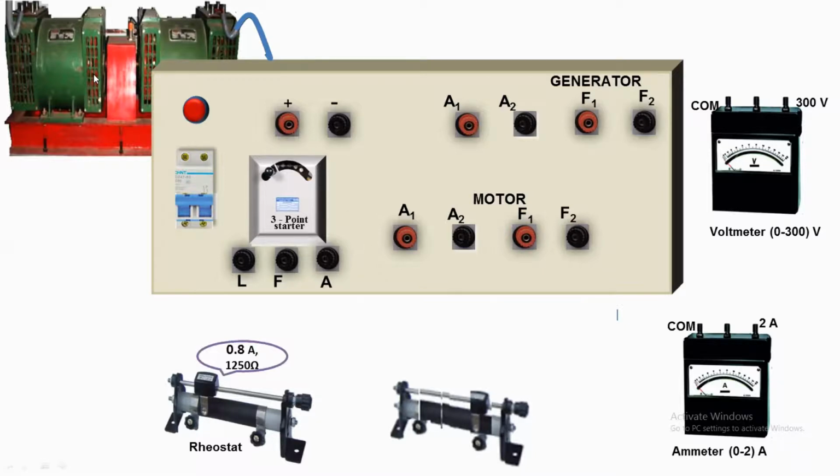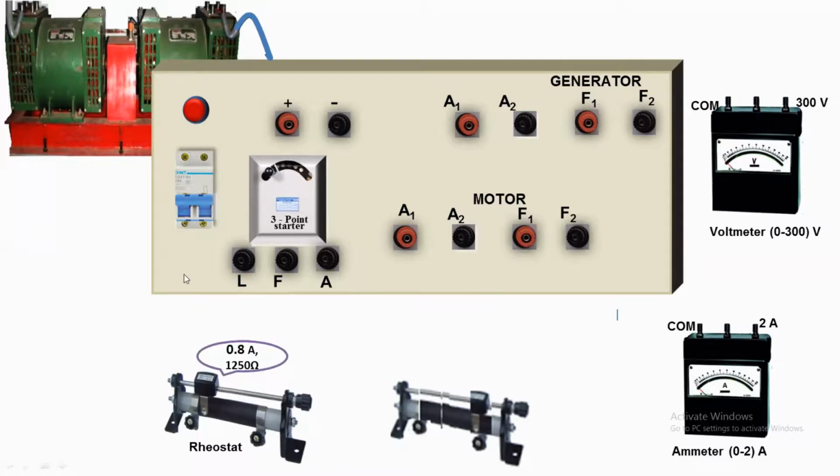Then the motor terminals, armature terminal A1, A2. Then field terminal F1, F2. These connections are given on the back side of the panel board. Then the generator terminals A1, A2 and F1, F2 field winding. That's also given on the back side of this panel board. So just give the connections on the panel board terminals.